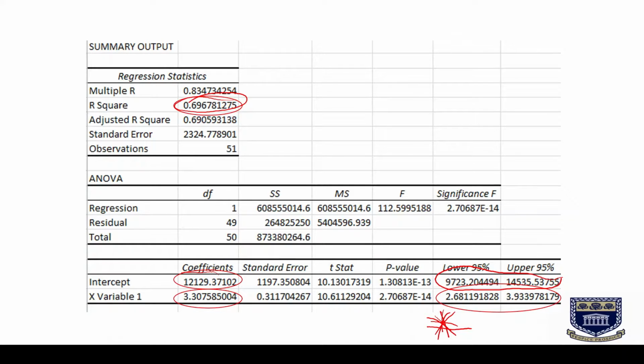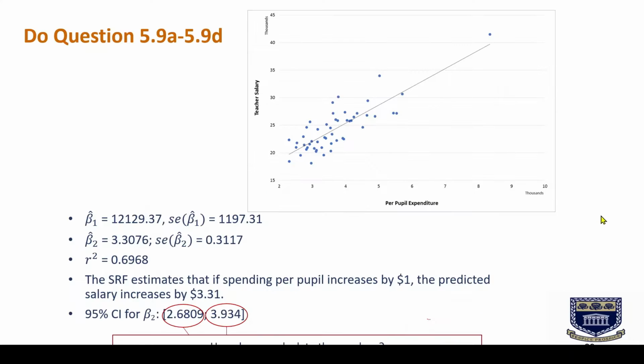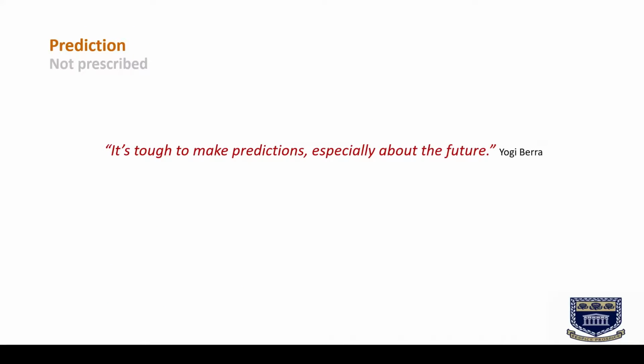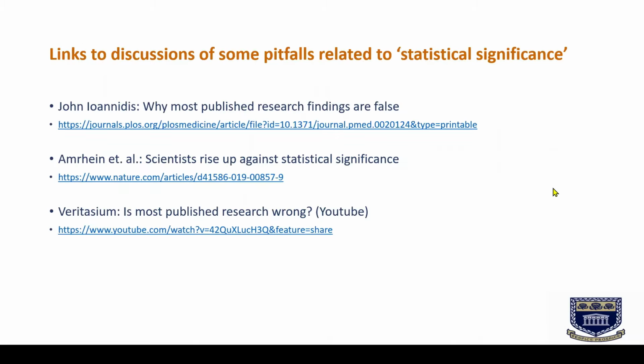Then question E asks, obtain the mean and individual forecast value of pay if per pupil spending is 5,000. But in this course, we won't be dealing with prediction as yet. Browse through these sections of chapter 5 that deal with prediction, but you won't be tested on it and we won't be covering it in the course. And then on the last slide for this chapter, I provide you with some links with some potentially interesting reading or viewing related to statistical significance.